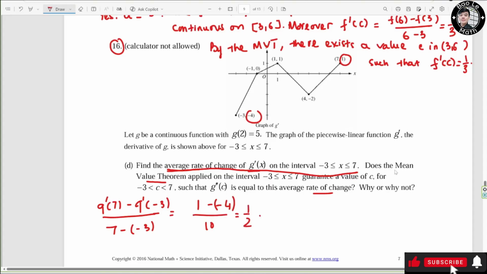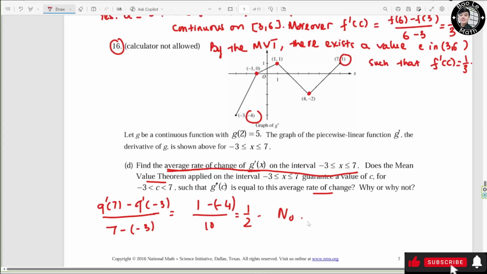Now, does the mean value theorem apply on this interval? Does it guarantee a value of c for c between negative 3 and 7 such that g double prime of c is equal to this average rate of change? We're going to say no, right? Because in order to apply the mean value theorem, the function must be differentiable on that interval. But look at this one right here. We see that the function has a sharp turn right here, sharp turn right here, sharp turn right here. So the function is not differentiable at those values, right?